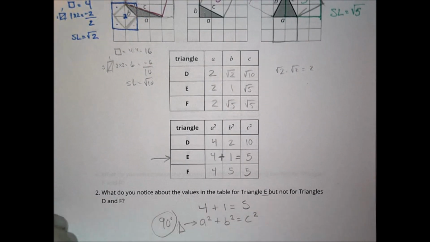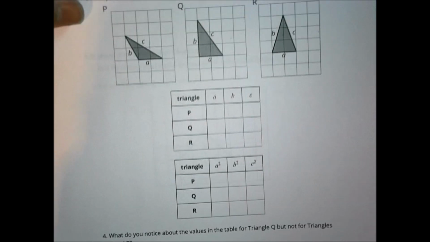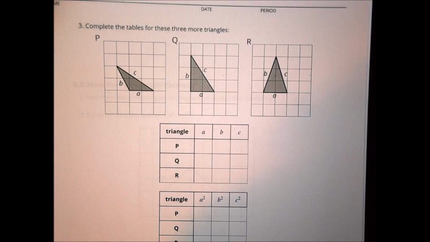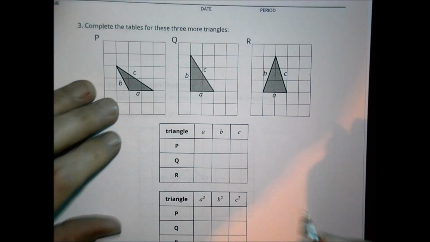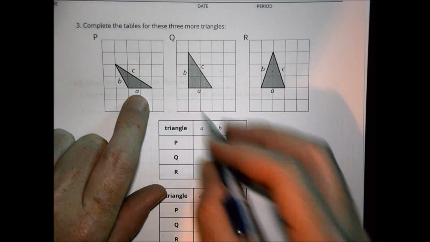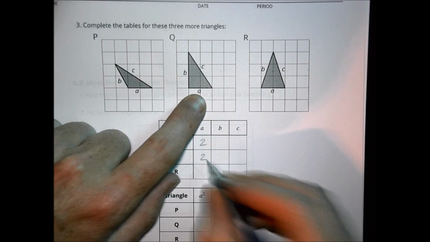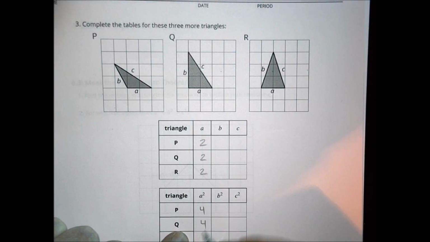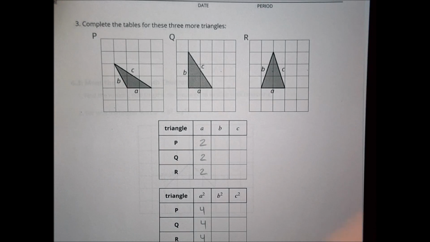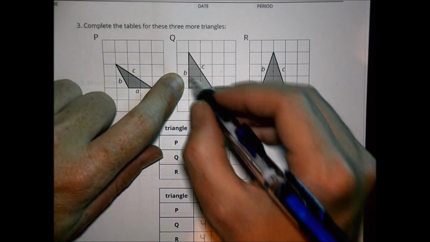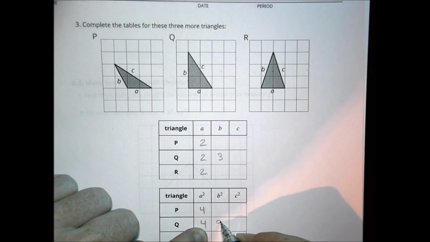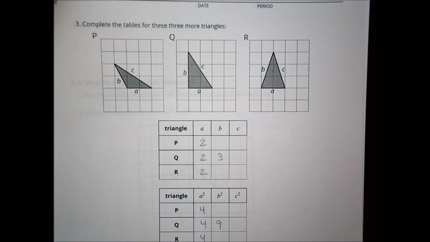Okay? So we're going to turn the page, looking at number 3. Number 3 says to complete the pattern tables for these 3 more triangles. So again, a little bit lengthy process here, but let's work through this, all right? The a value is 2, 2, 2, a squared is going to be 4, 4, 4. That was the best part. The b value for Q is 1, 2, 3, so 3, and 3 squared is going to be 9, and that's as far as we can get, right?